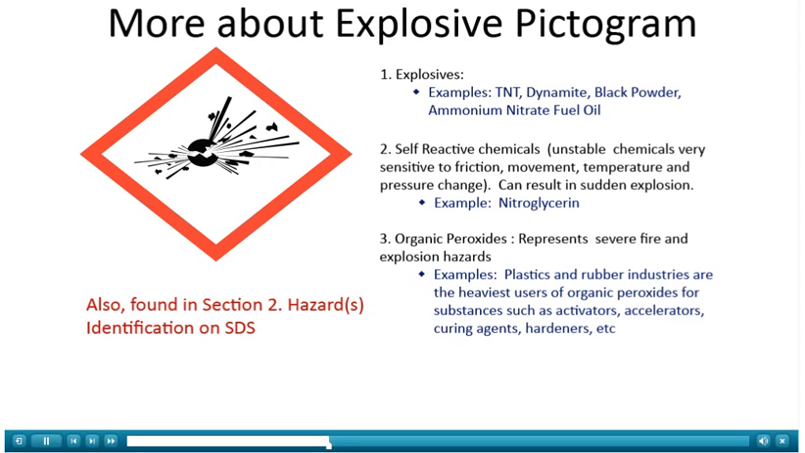Example, nitroglycerin. Organic peroxides represent severe fire and explosion hazards. Examples, plastics and rubber industries are the heaviest users of organic peroxides, for substances such as activators, accelerators, curing agents, hardeners, etc.